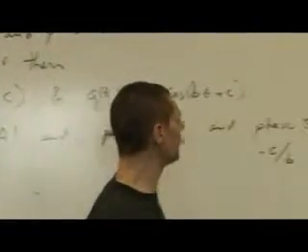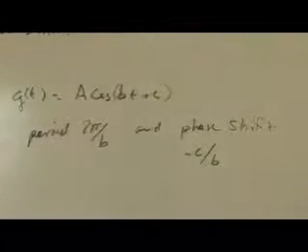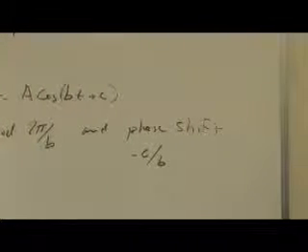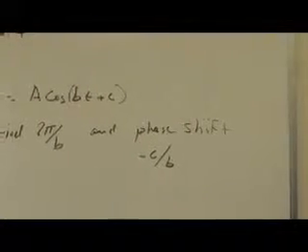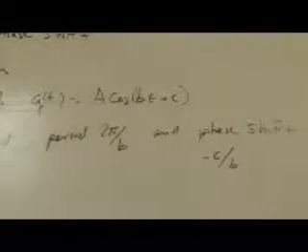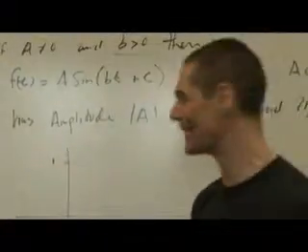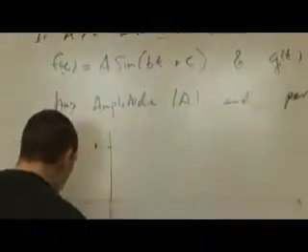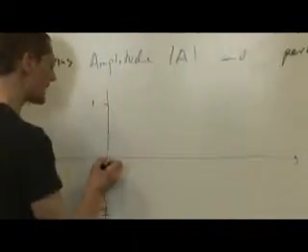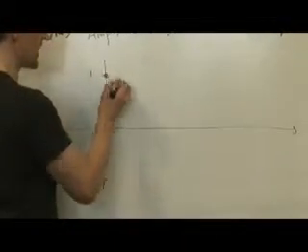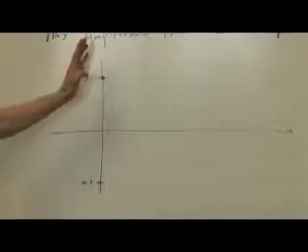The phase shift is minus c over b. And you might be saying, what is the phase shift? So we know that cosine, so to speak, what does that mean? When x is 0, cosine starts at 1. Phase shift means changing where it starts.